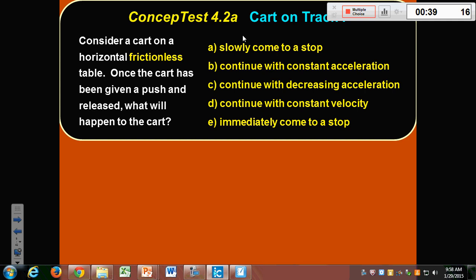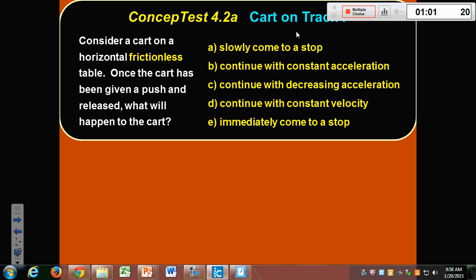Now notice the force here. You're applying a force right at the beginning, but then you're no longer applying the force. You push it and then you let it go, and then it goes on how it will. So you're not continuously pushing the cart. And this is a frictionless table, so there's no friction at all.